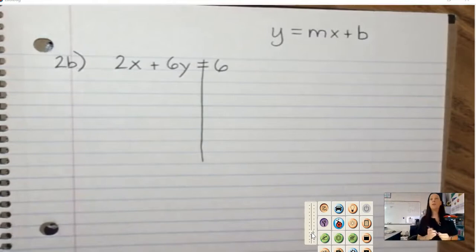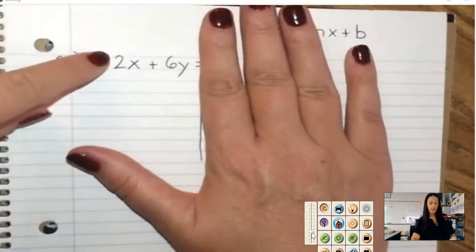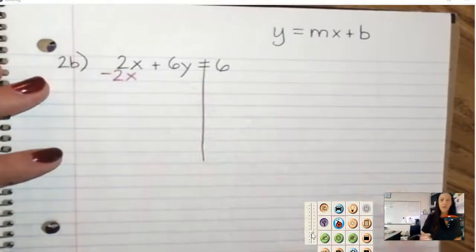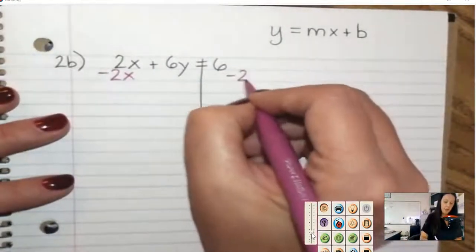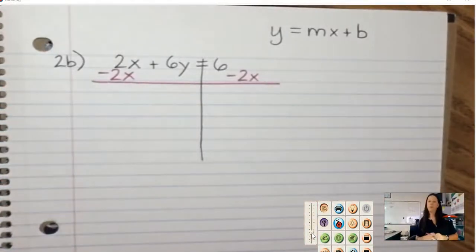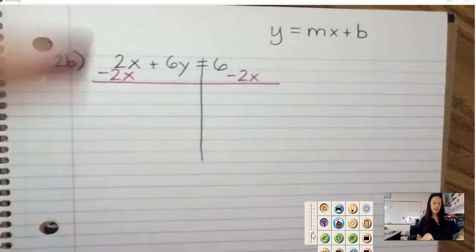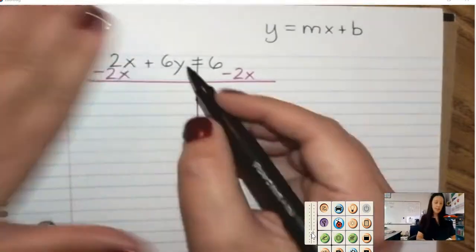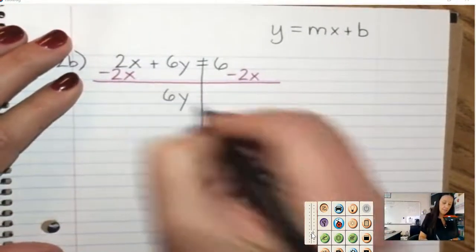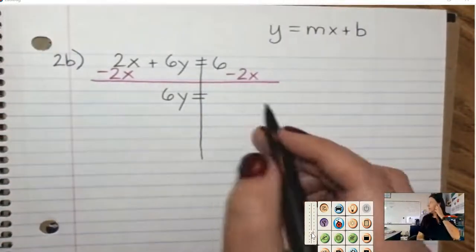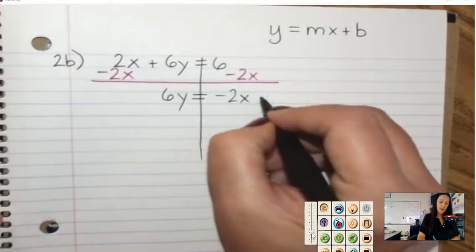To get rid of them completely is always adding and subtracting, guys, always. This is a positive 2x, so I need to subtract 2x's. If I subtract 2x's from one side, you have to do it to the other. That's the subtraction property of equality. 2x's take away 2x's is now no more x's. So that's how I got rid of it. I still have a positive 6y. Bring down your equal sign. And then put your negative 2x plus 6.